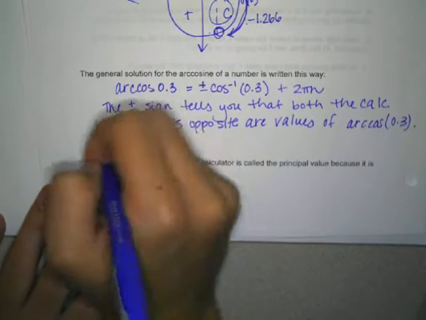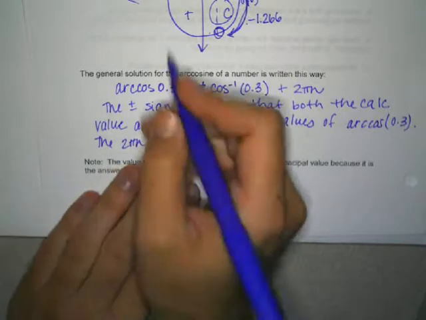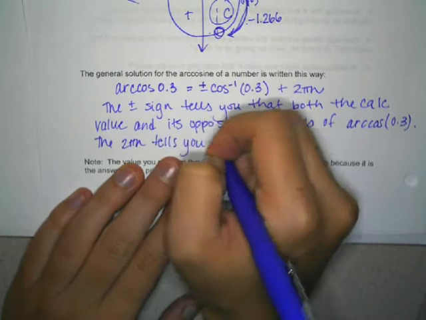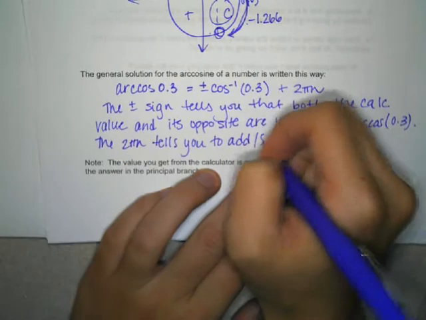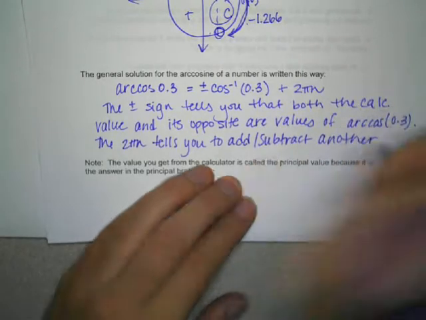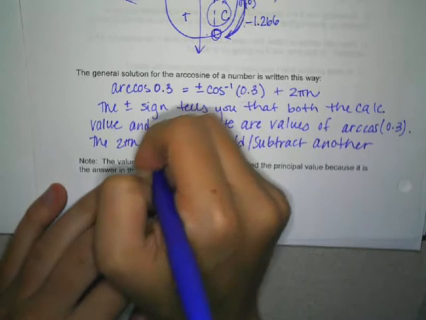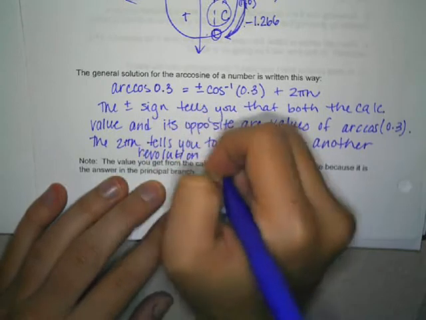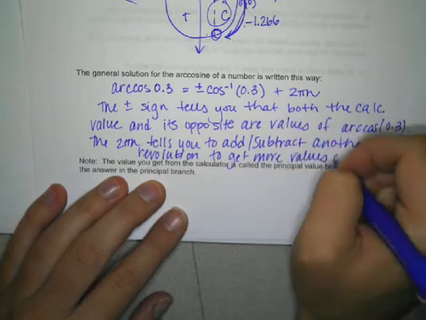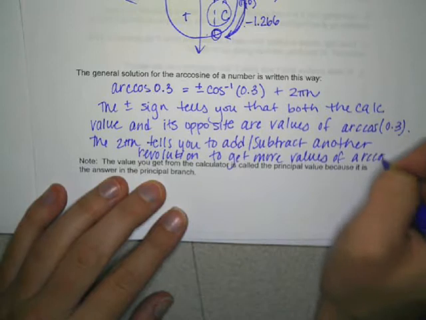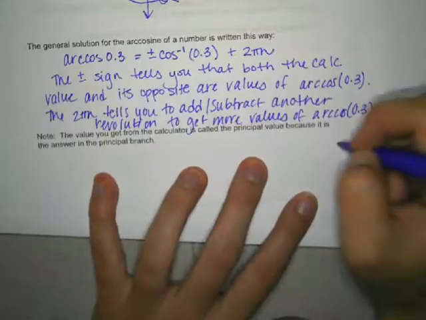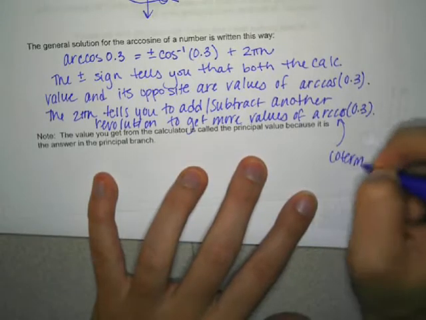And then the 2 pi n tells you to add or subtract another revolution to get more values of arc cosine of 0.3. And if you want to mark this, these are coterminals that we're talking about here.